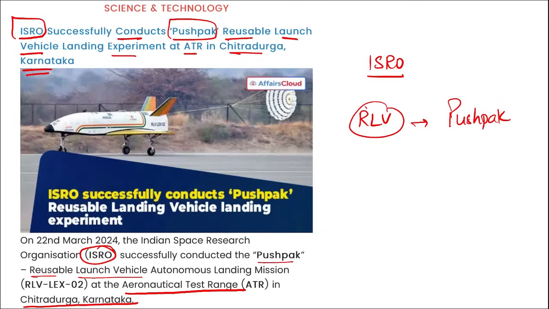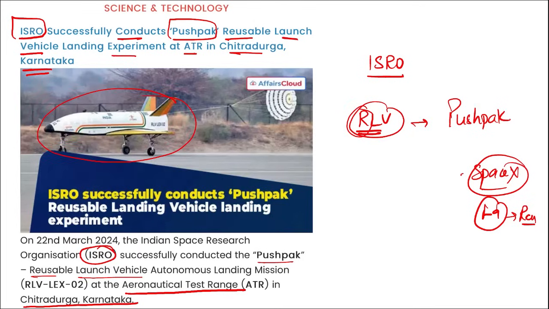As it is a reusable rocket, if you remember SpaceX, why is SpaceX so proficient? Because of their Falcon 9 rocket, which is a reusable rocket, right? Similarly, this reusable launch vehicle Pushpak was tested so that we can save cost and even save on the parts also, right? A huge amount of money can be saved if we keep on using the same launch vehicle. And remember, the mission was accomplished by Vikram Sarabhai Space Center.